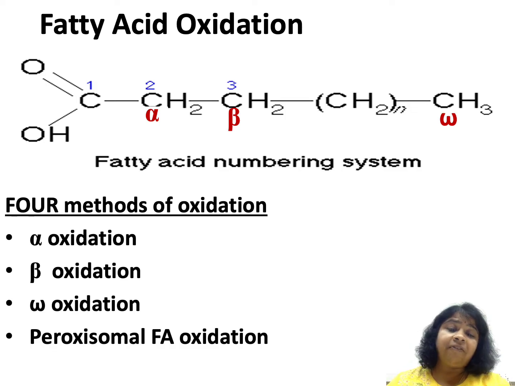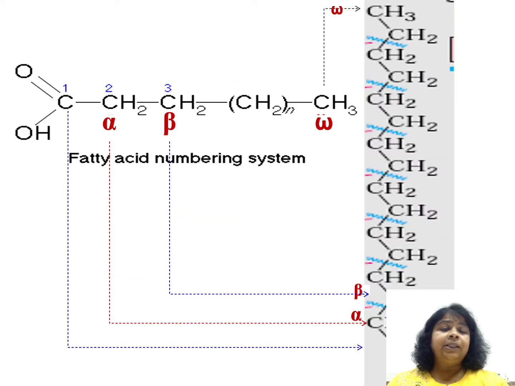Apart from this, for very long chain fatty acids, we will have peroxisomal fatty acid oxidation. This is the same numbering system that we looked at, showing it to you in a linear form.